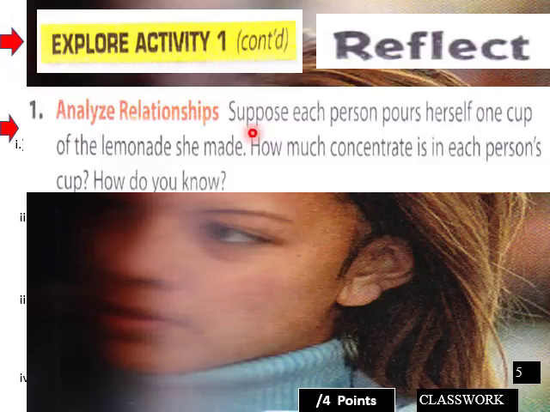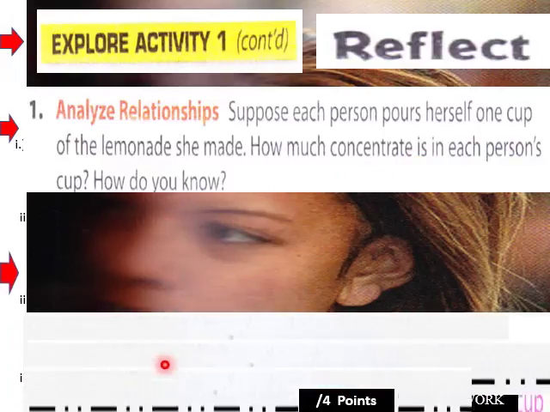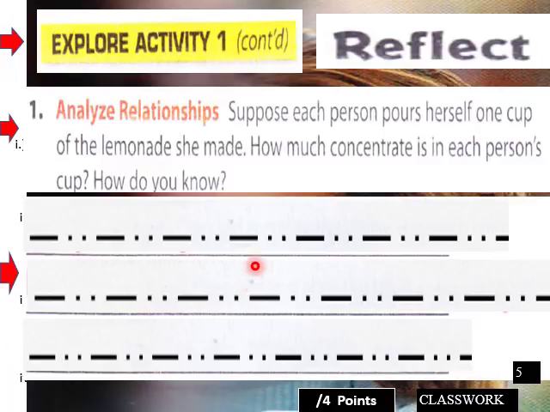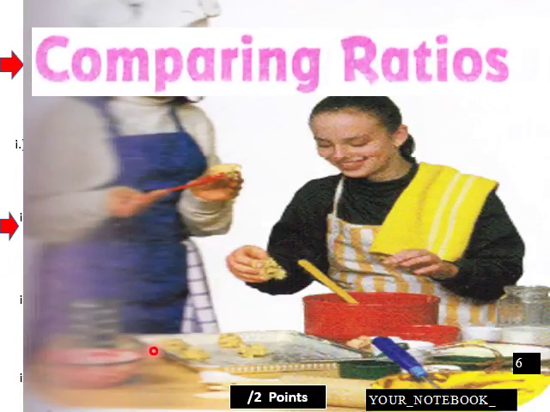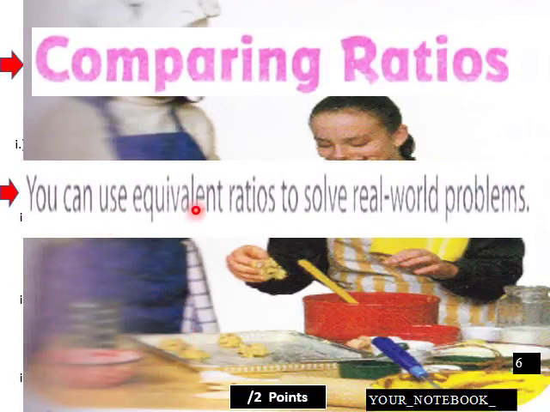Then we have our explore activity continued. Suppose each person pours herself 1 cup of the lemonade she made. How much concentrate is in each person's cup? How do you know? So if we have Bailey and Anna, how would they know whose is whose? Comparing ratios.